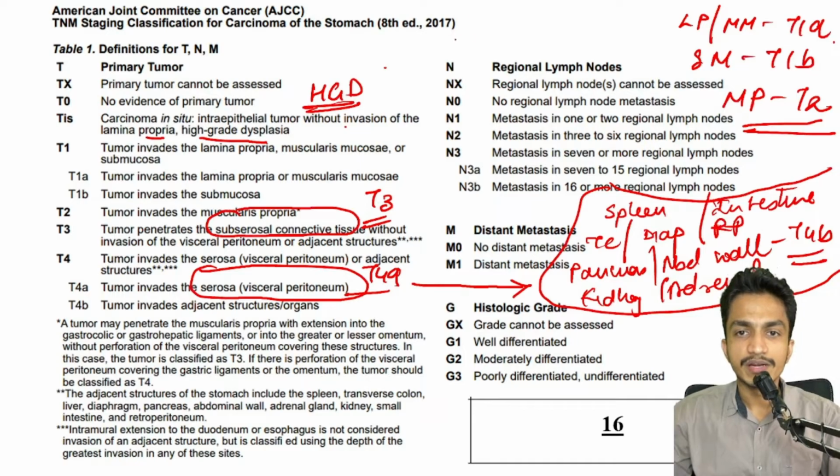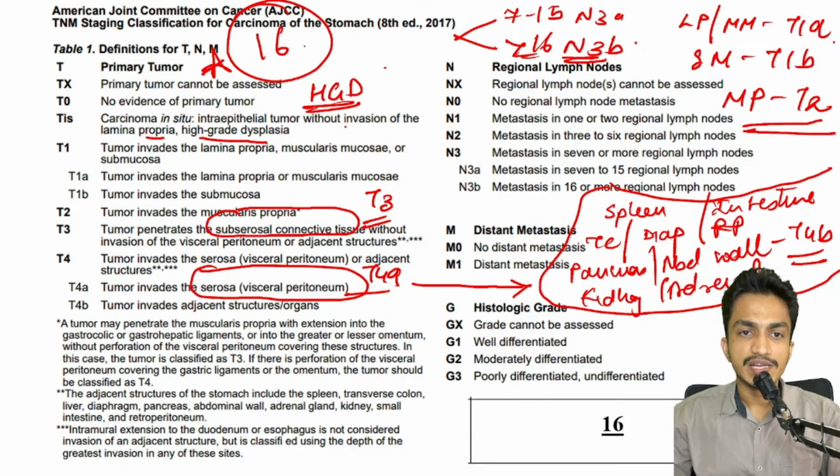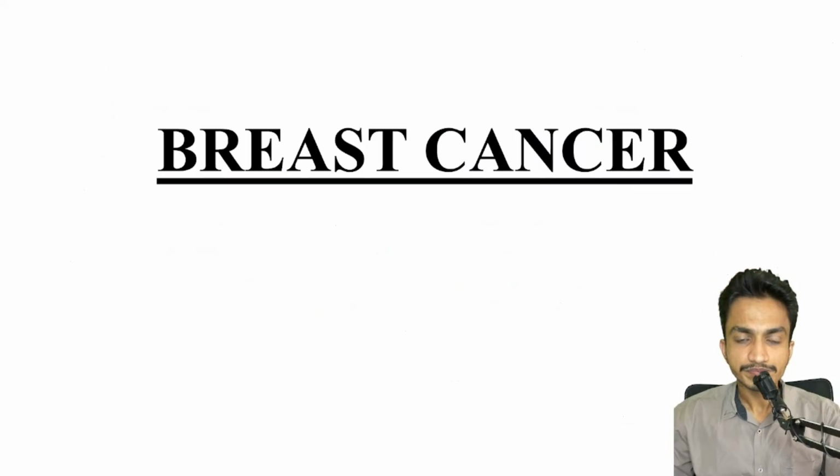N3 only is divided into 2, that is 7 to 15 or greater than 16, that is N3A and N3B. Now, the number of lymph nodes which should be resected in cases of stomach or gastric carcinoma is 16. In esophagus, it was 15. In stomach, it is 16 according to the recent NCCN guidelines.